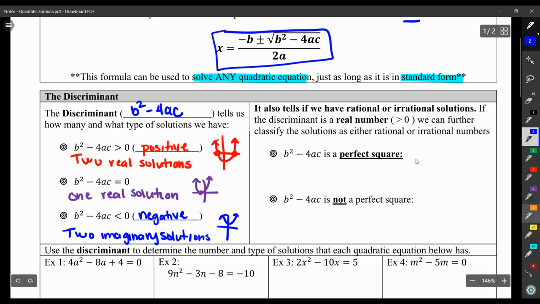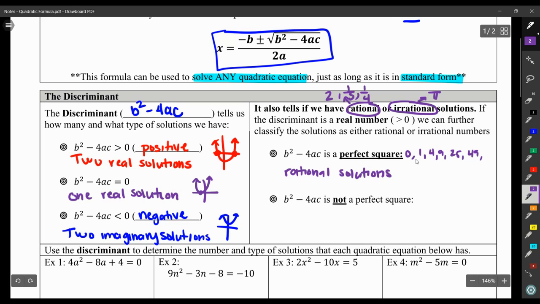In addition, this also can tell us whether we have a rational or an irrational solution. Irrational numbers are decimals that don't repeat and never end, kind of like pi. So if you have a square root left over, you end up with an irrational number. A rational number is basically everything else, so a 2 or a third or a fourth, any of those numbers are rational numbers. So if b squared minus 4ac is a perfect square, so 0, 1, 4, 9, 25, any of those numbers that are perfect squares, this will give us rational solutions.